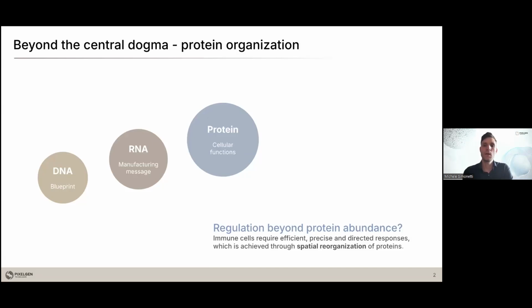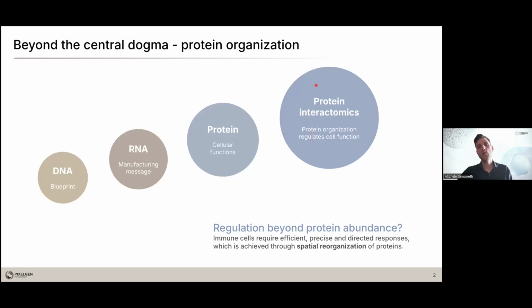We know that immune cells require efficient, precise, and reactive responses, and these responses are achieved through spatial reorganization of proteins. Therefore, it's important to introduce a new layer of omics, which is called protein interactomics, that basically studies how protein organization regulates cell functions, which we know is disrupted in diseases.